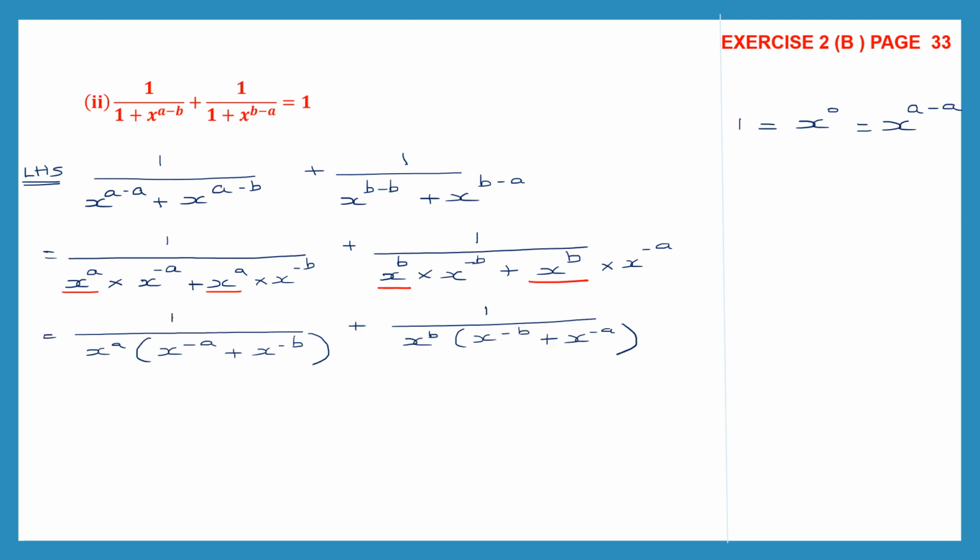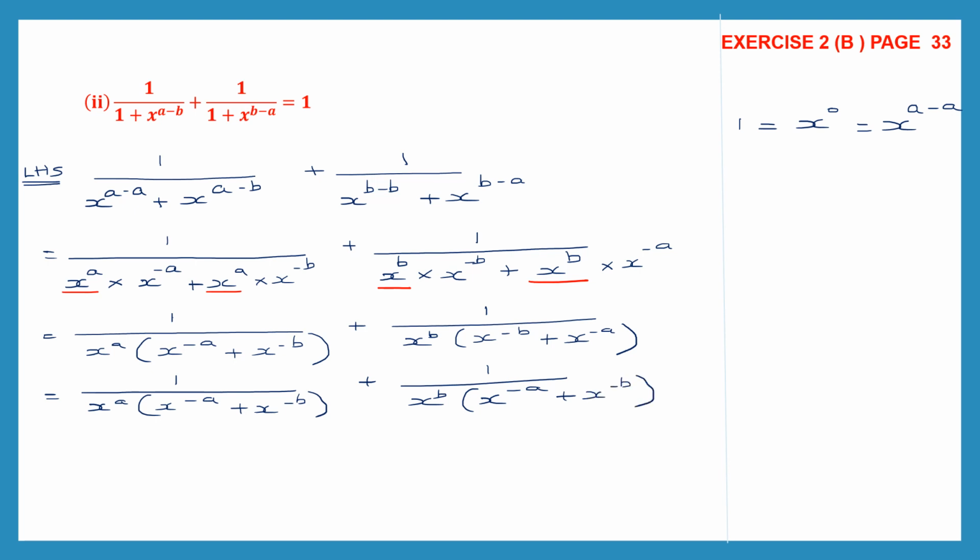So now what I'm going to do is I'm going to write this first one as it is, 1 by x to the power of a into x to the power of minus a plus x to the power of minus b plus, now here I'm going to write 1 by x to the power of b, and I'm going to rewrite this, that is x to the power of minus b plus x to the power of minus a. I'm going to put x to the power of minus a first. So even if I change the order, there's no difference. Because it's addition, x to the power of minus a plus x to the power of minus b.